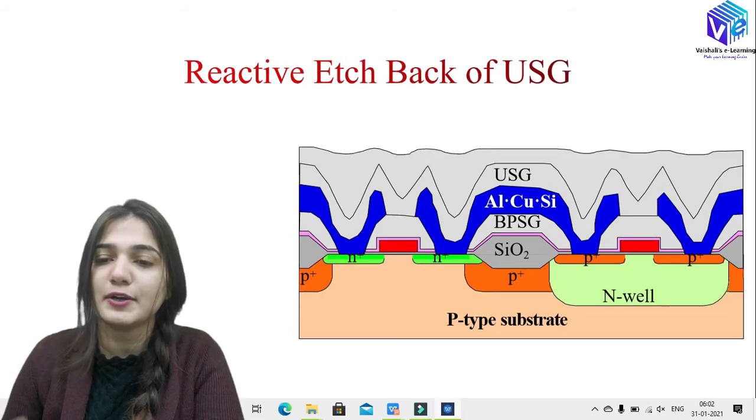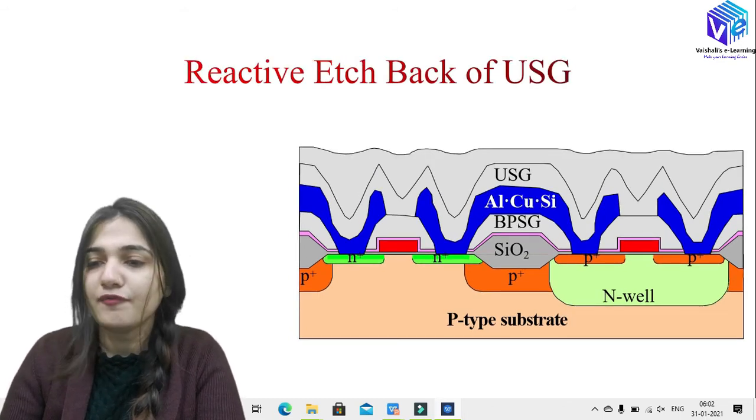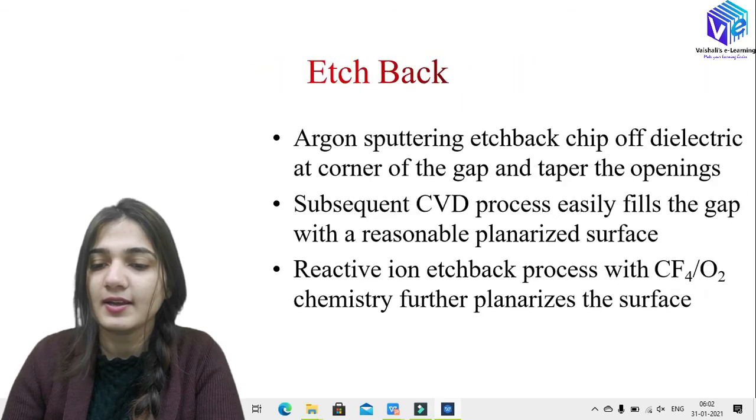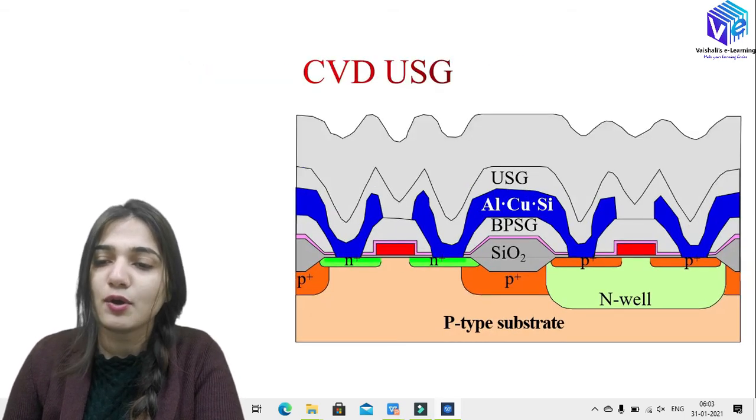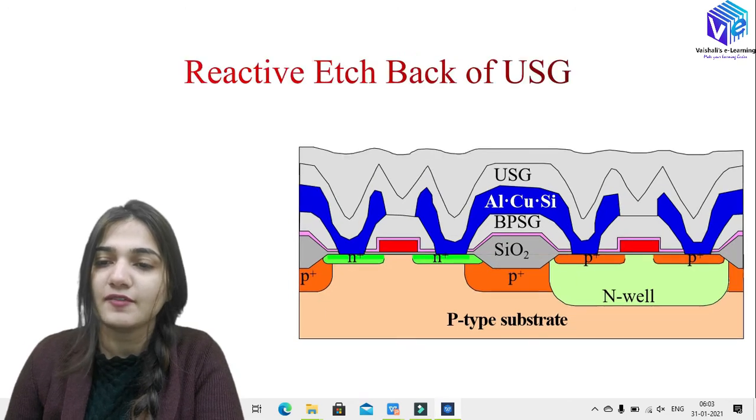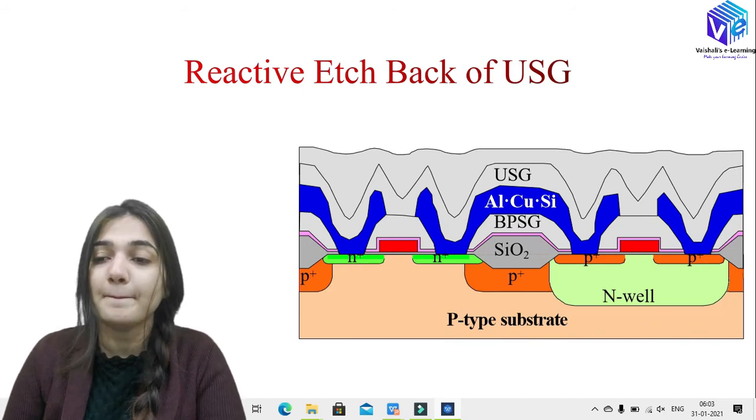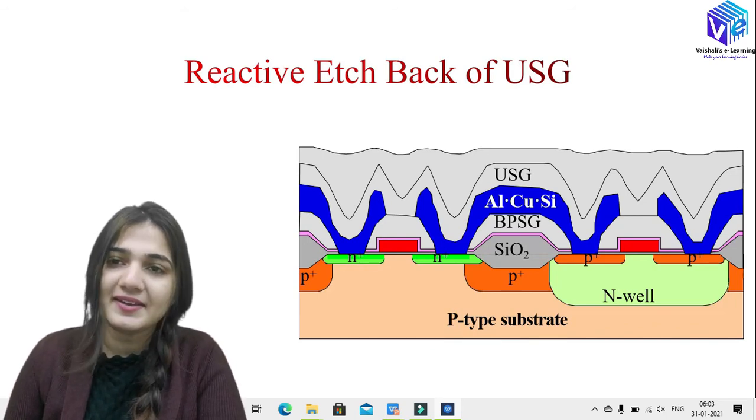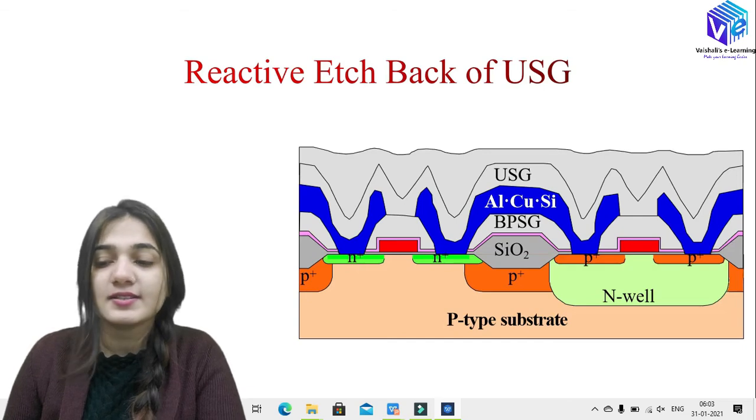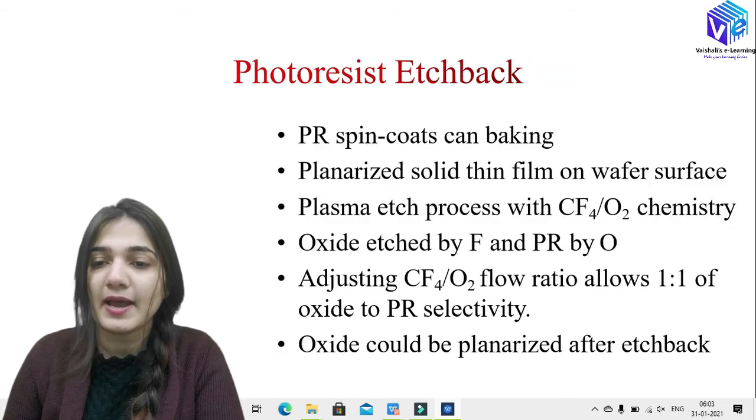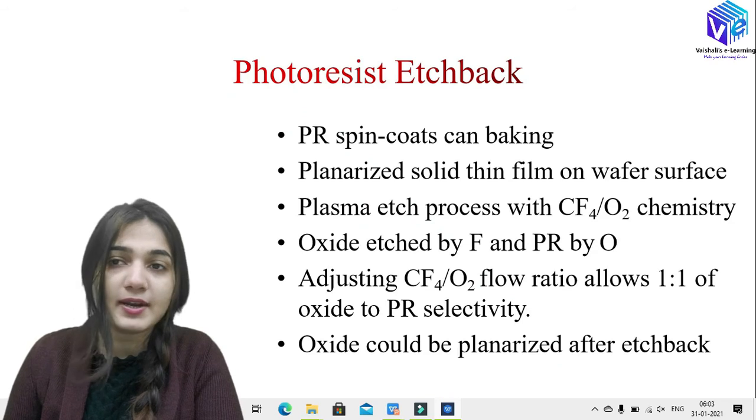Okay, after that we can do the reactive etchback of USG. So you can see it here. The last process is the reactive ion etchback process with CF4 or O2 chemistry, which further planarizes the surface. So with all of these processes, after the reactive etchback with the help of CF4 and O2, you can see we have a better planar structure than the first structure. So this is a very important method by which we can do the planarization.